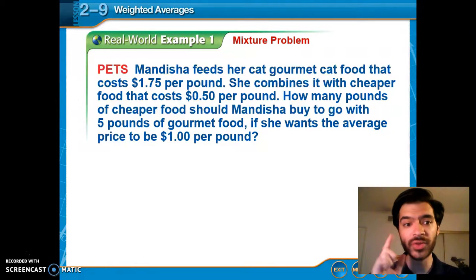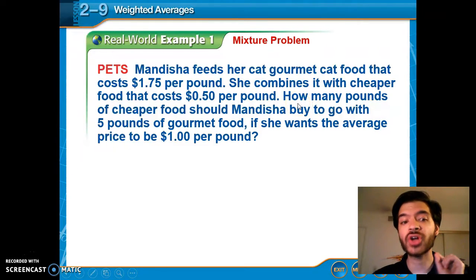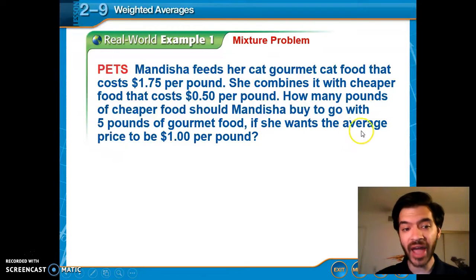She then combines it with cheaper food that costs 50 cents per pound. So that's a lot less. How many pounds of cheap food should Mandisha buy to go with the 5 pounds of gourmet food that she buys, if she wants the average price to be about $1 per pound? So she's not skimping out on her cat too much.